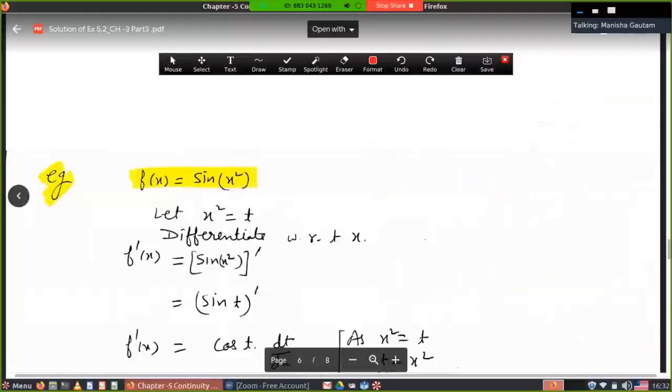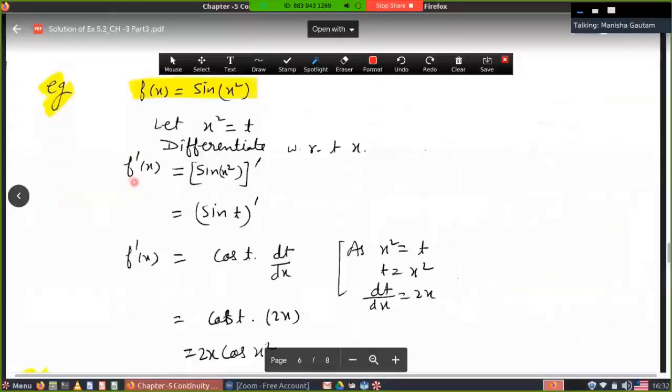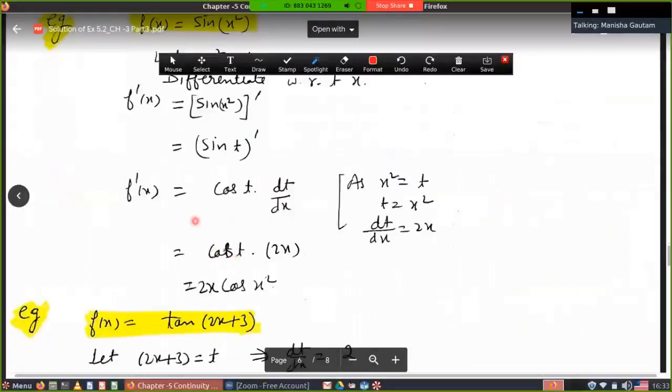Now here you can see, f(x) is equal to sine x square. I have taken x square is equal to t. Now differentiating, f dash x is what? Sine of x square dash, and it is t, it means sine t dash. What is sine t dash? That is cos t, and it is a chain because we are differentiating with respect to x. So what? dt upon dx. So it is cos of t into 2x, 2x into cos of t, and putting the value again, that is x square.